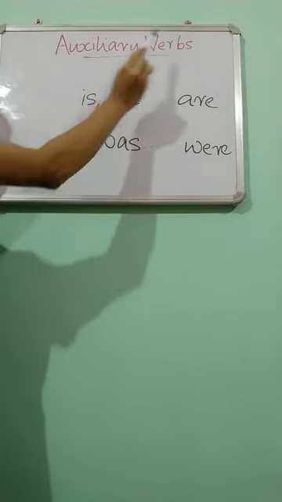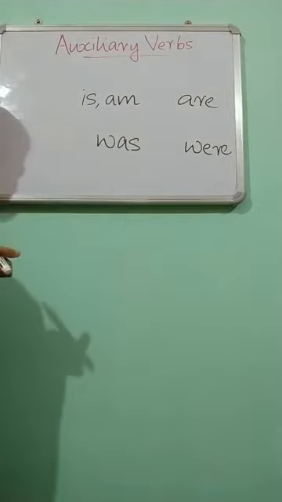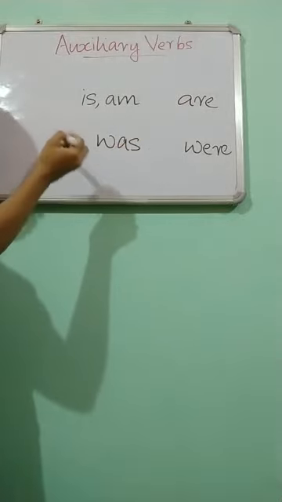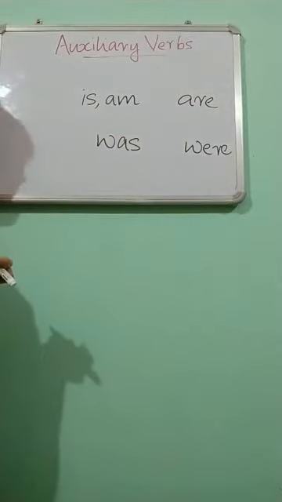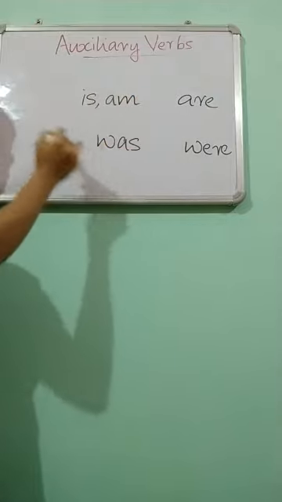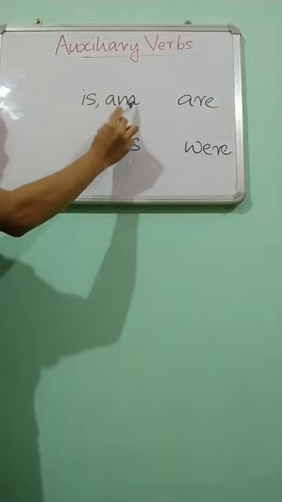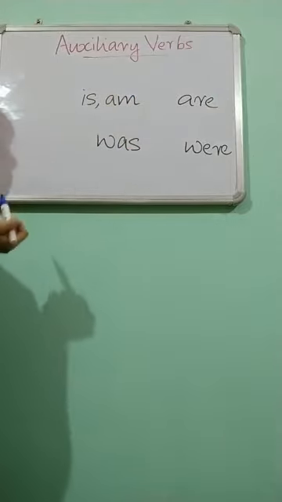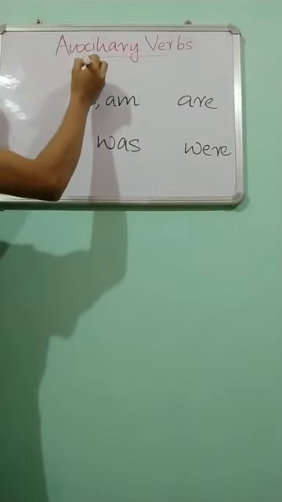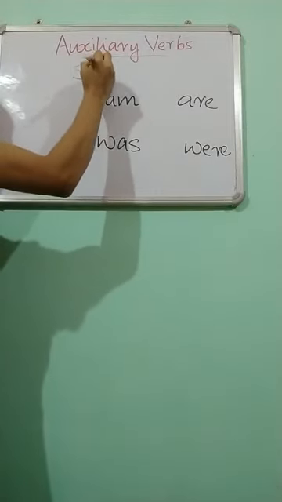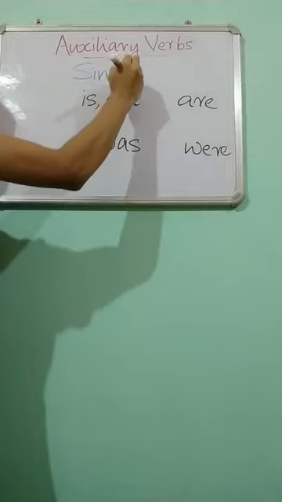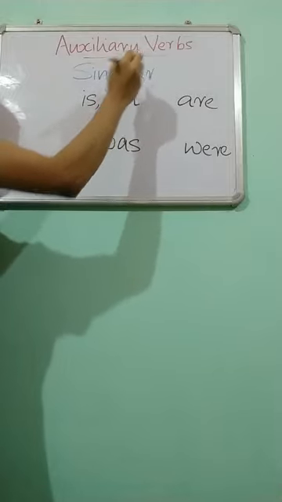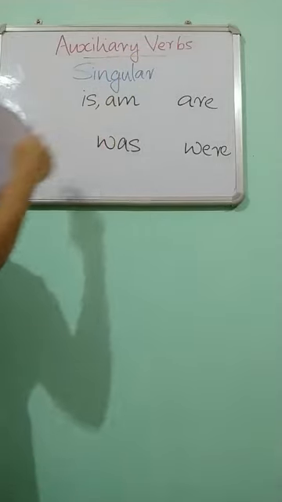They are called auxiliary verbs. These are very familiar words. We often use these in our sentences. Among these auxiliary verbs, is, am and was are used after a singular noun. Okay? Is, am and was are used after a singular noun. So these are singular verbs.